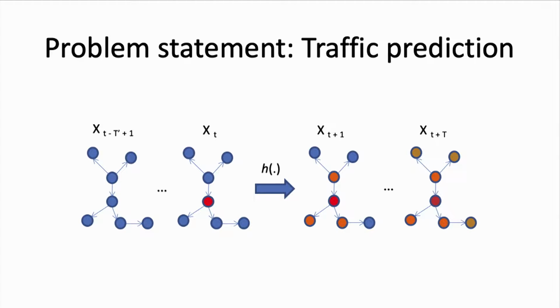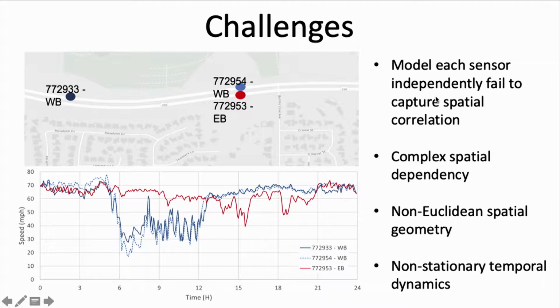So given that data set, our problem is to learn that function h from the historic data set so that we can forecast the same thing in the future. So what are the different challenges for doing that? If we try to model time series data of a single location, then we will lose the information about spatial dependency, because this road network has complex spatial dependencies.